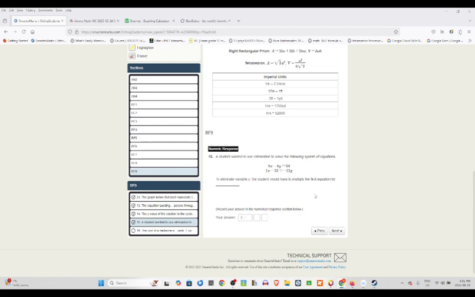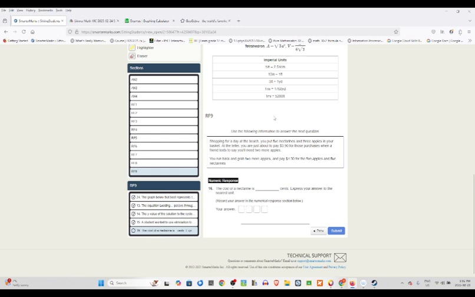Okay. So at least I think I have it set up that way. If it doesn't show up that way, let me know.